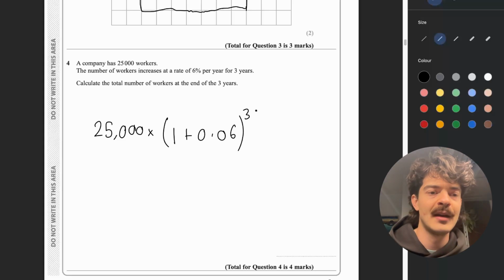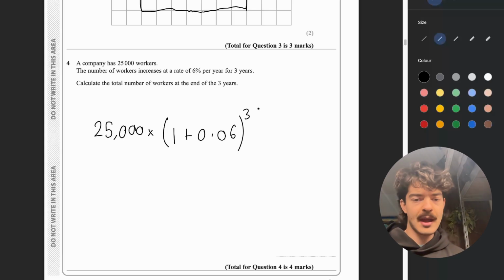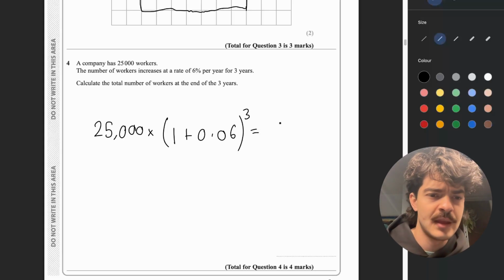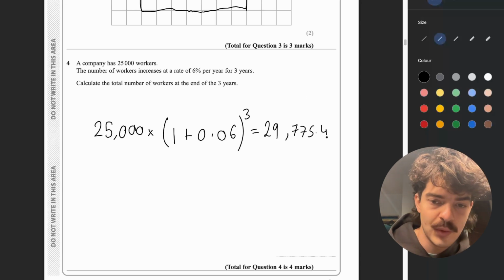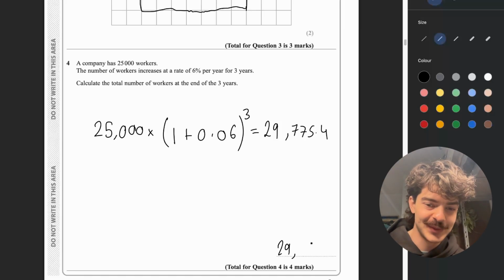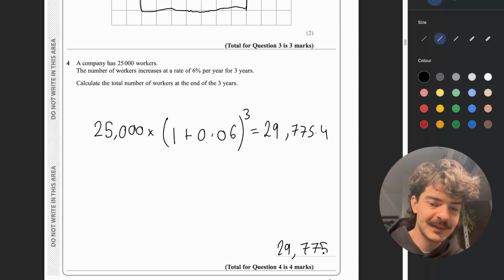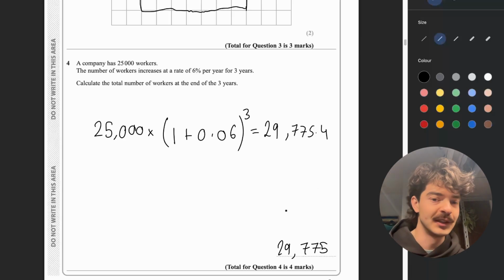There you go. This is a formula that's given to you in the formula sheet, so you can apply it straight away. But once we've done this, it's just about powering that through our calculator. When you look at that, we get 29,775.4. I suspect because you can't get half a person, they're just looking for 29,775. They haven't been explicitly clear about that, but yes. For 4 marks, I think that's quite a generous question.